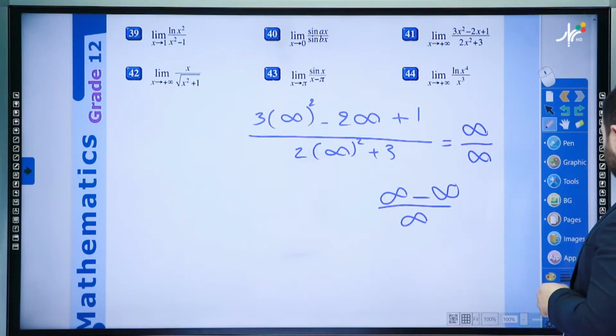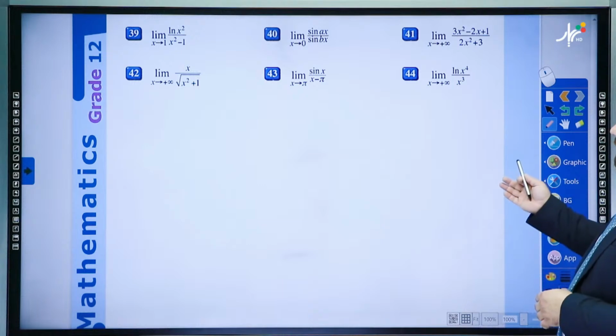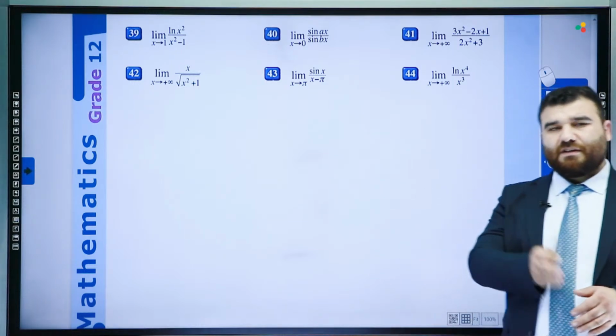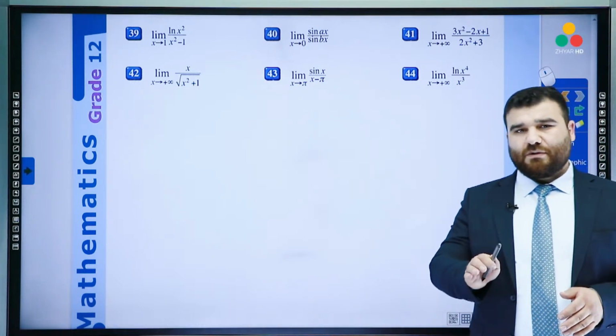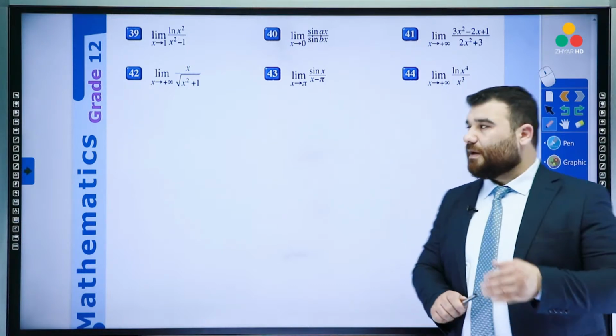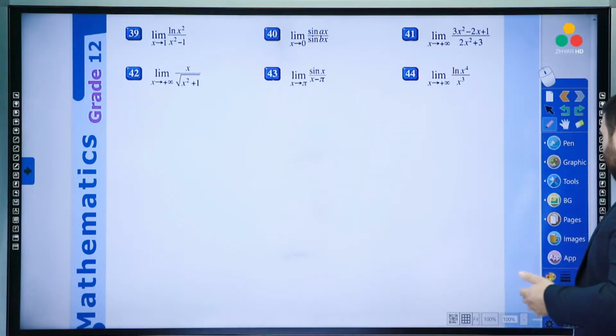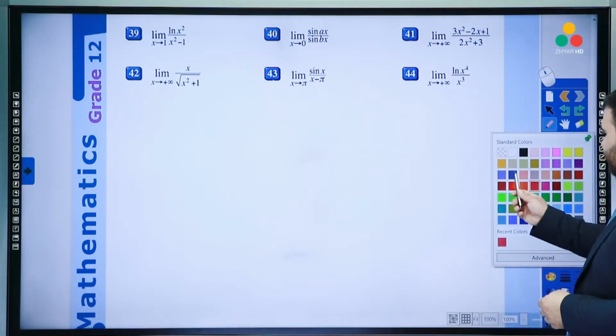Either it becomes infinity over infinity in questions, or somehow you see infinity minus infinity. It's not equal to 0. It's an indeterminate form. It's indicating that we should use L'Hopital's rule.